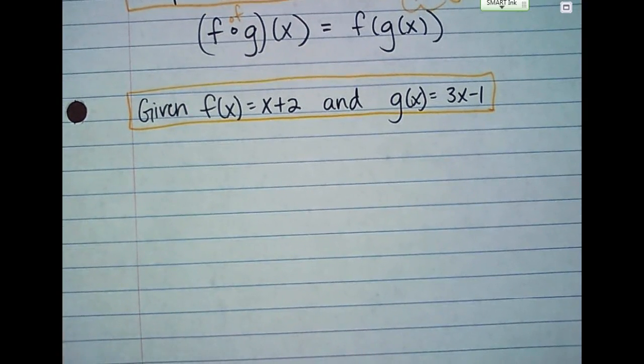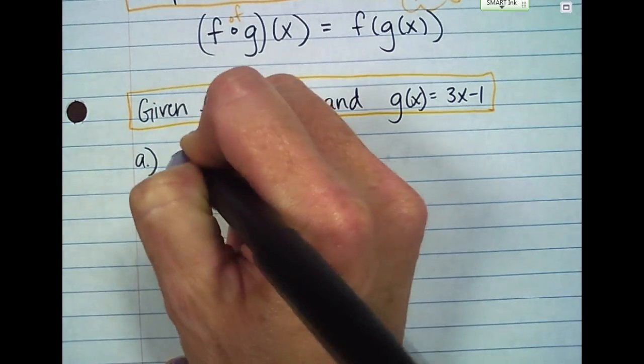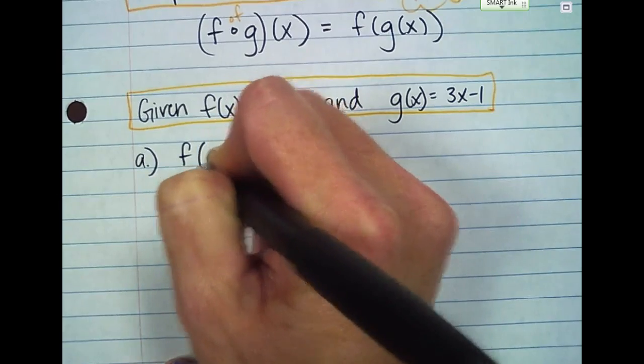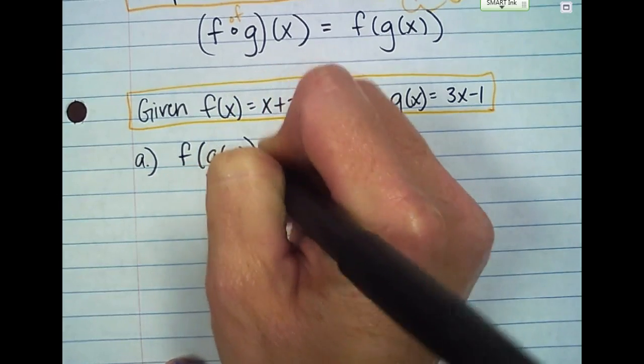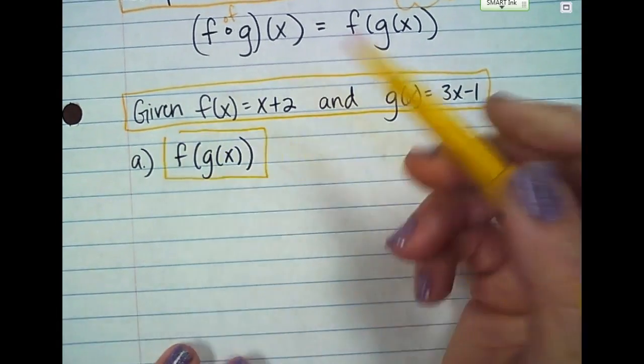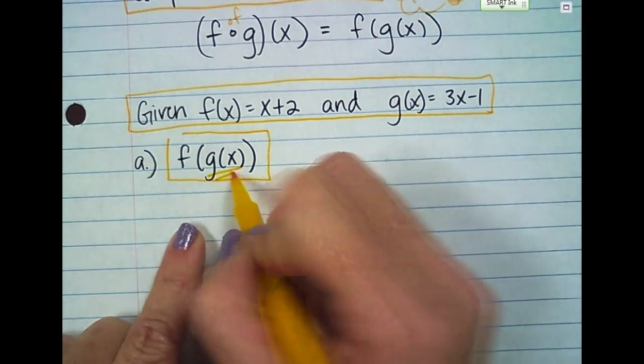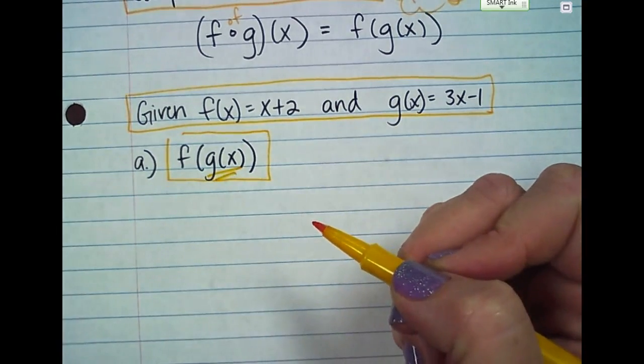I'm going to manipulate it a lot of different ways. By starting, I'm going to ask you for f of g of x. Read that to yourself once or twice to get the hang of it. F of g of x. It's kind of like this is in the middle, right? F of g of x.